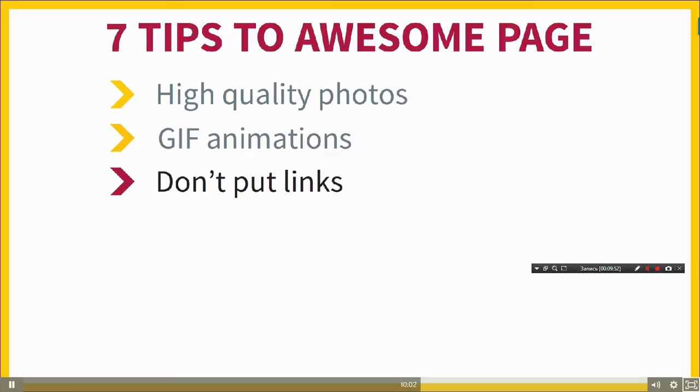So don't do that. They will drive away and will not come back. It is better to embed all the images and videos within your project page using all the available tools.